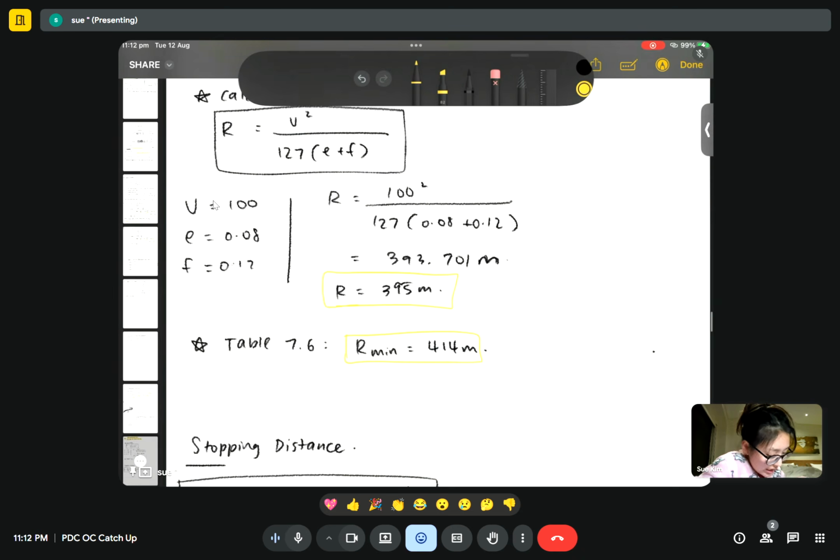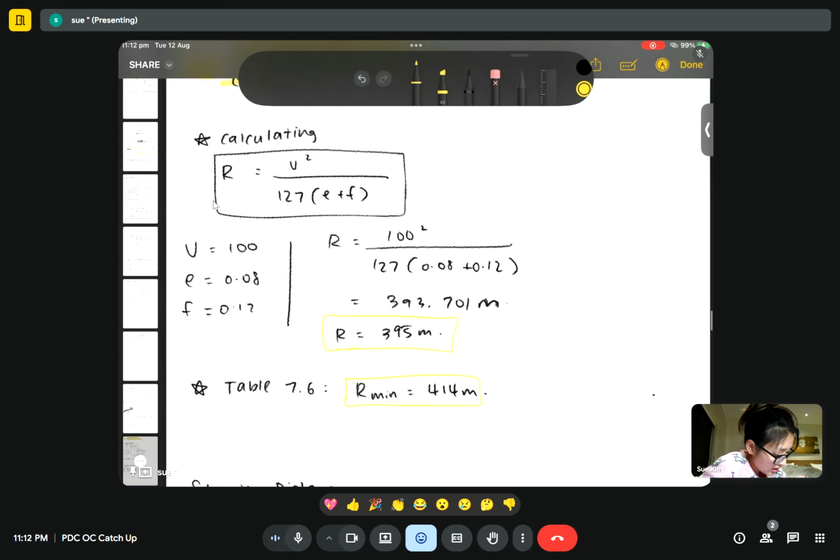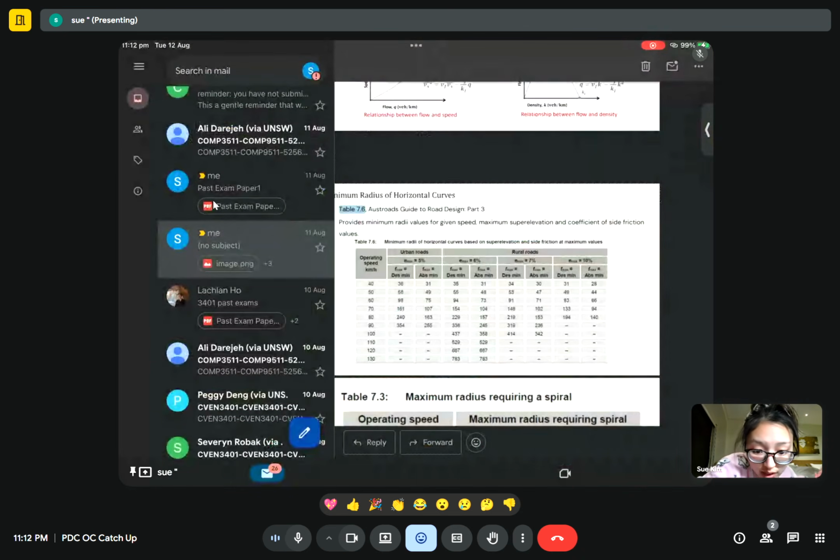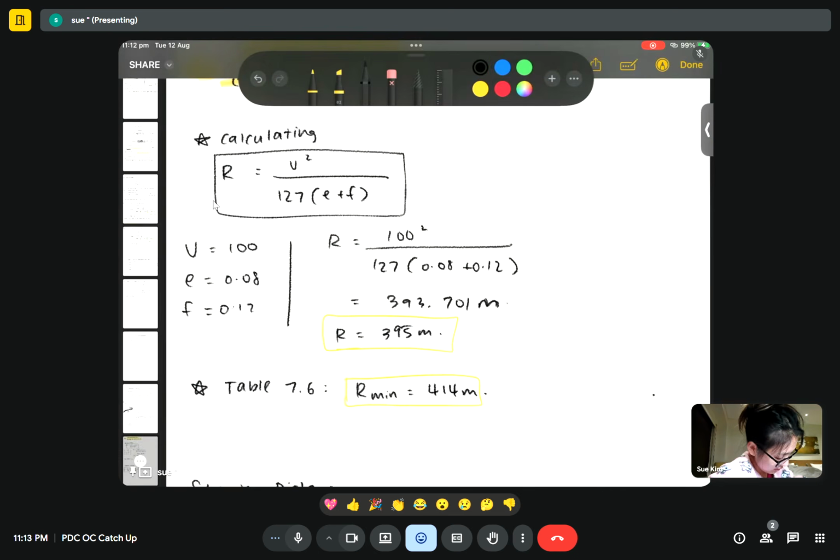But then if you look at table 7.6, which is here, minimum radiuses that you should have for these speeds, for 100 k's an hour and super elevation of 7%, you should have a minimum radius of 414 meters. So actually, we can't take 395. I need to take the bigger one. So I'm going to take the radius as 415 meters. I'm just rounding up slightly so it's easier.